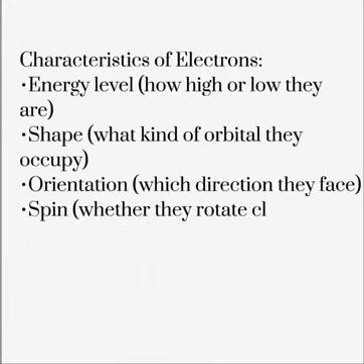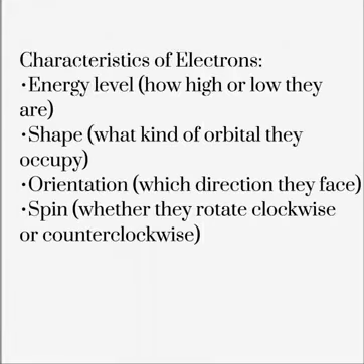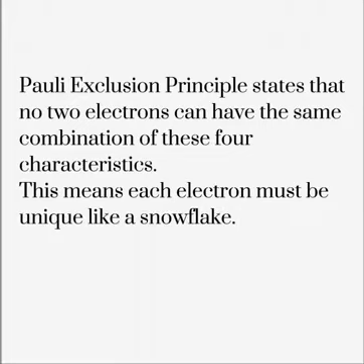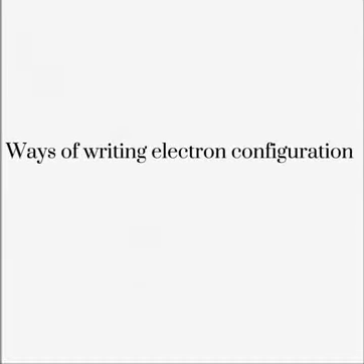Electrons have four characteristics, which are energy level, how high or low they are; shape, what kind of orbital they occupy; orientation, which direction they face; and spin, whether they rotate clockwise or counterclockwise. The Pauli exclusion principle states that no two electrons can have the same combination of these four characteristics. This means each electron must be unique, like a snowflake.